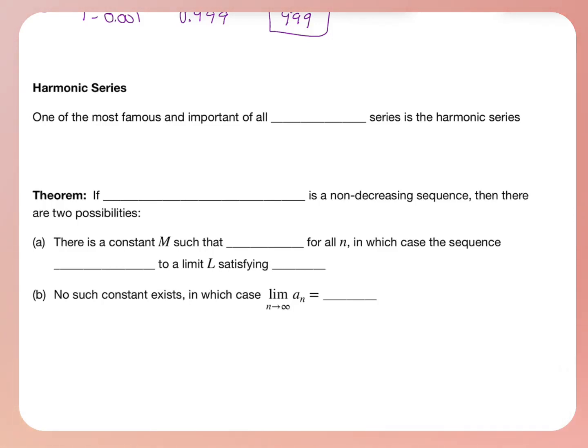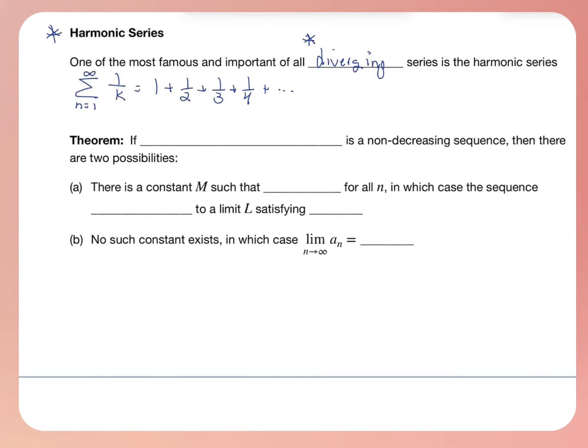Okay, today we're going to learn about another important series called the harmonic series. This is, in fact, one of the most important divergent series that we'll learn in this unit. The harmonic series is the summation as n equals 1 to infinity of 1 over n, which is the series 1 plus 1/2 plus 1/3 plus 1/4 plus and so on. And this actually diverges. It doesn't approach any value. So the harmonic series is always divergent.